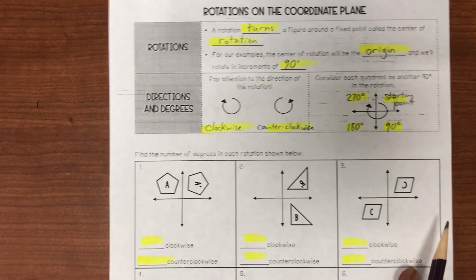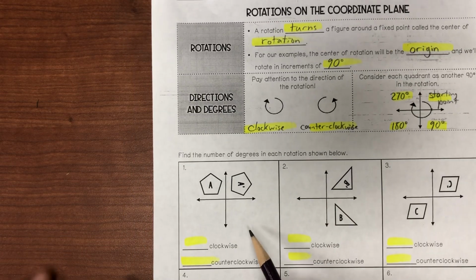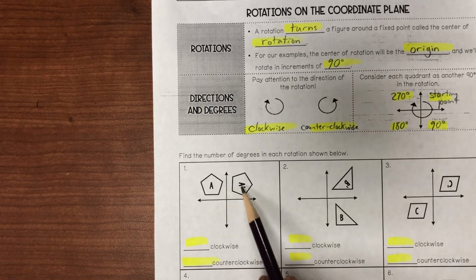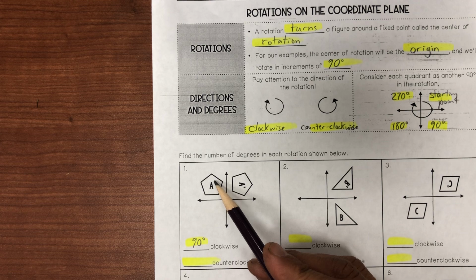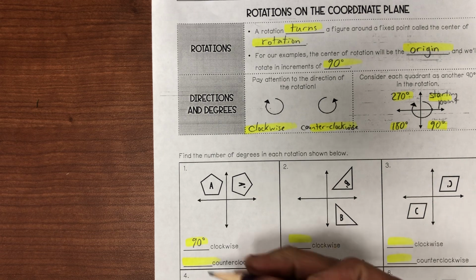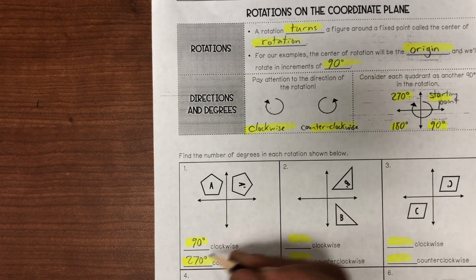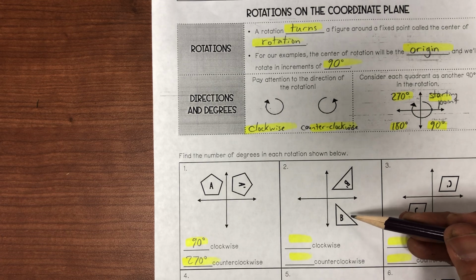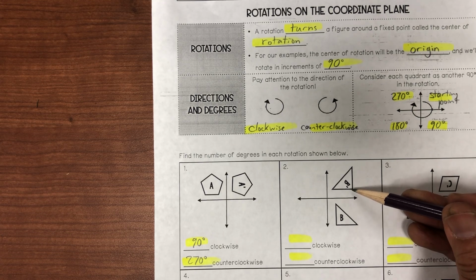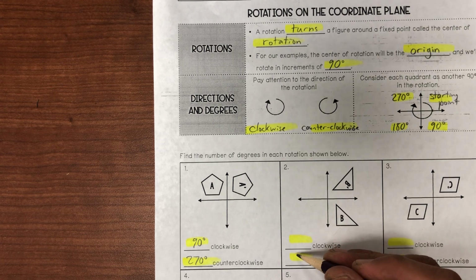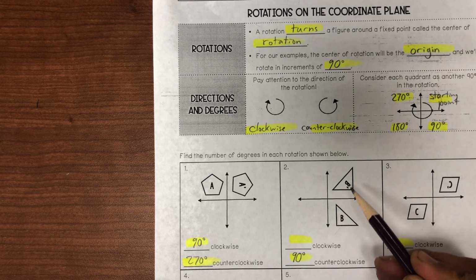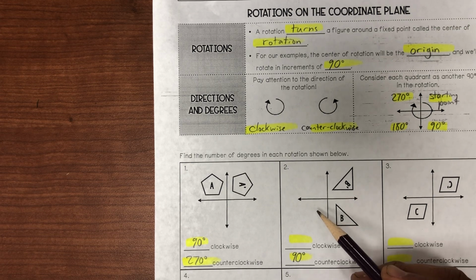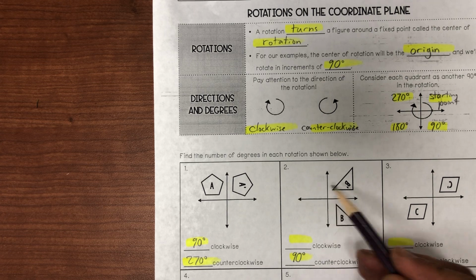Find the number of degrees in each rotation shown below. To go clockwise from this pre-image to the image, that is a 90 degree turn. But if we went counterclockwise, if we went this way to get there, we'd go 90, 180, 270. So this is 270 when you go the other direction. Looking at the pre-image right here, and that's the image, this is a 90 degree turn counterclockwise. But if we were to go this way, we'd have to go 90, 180, 270.